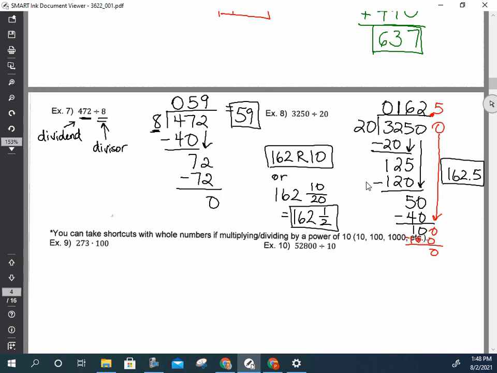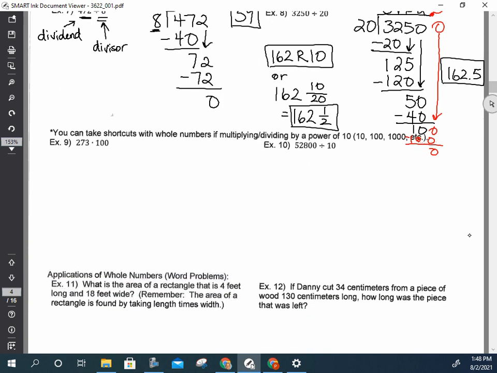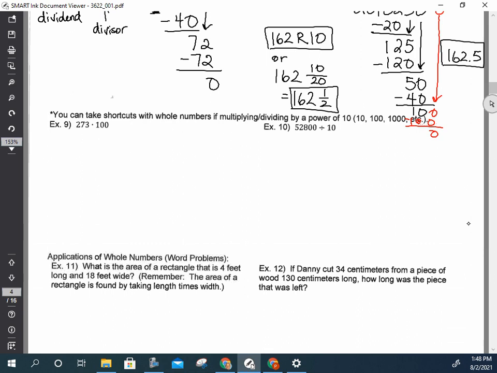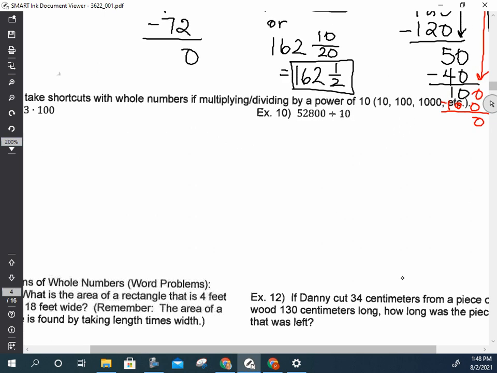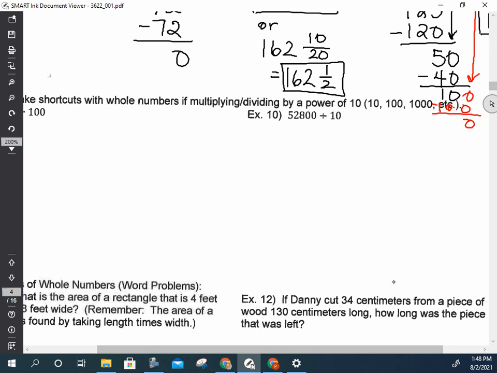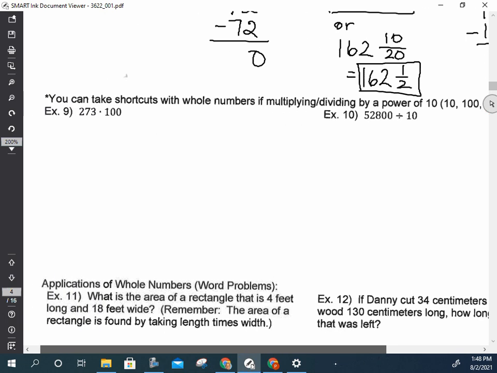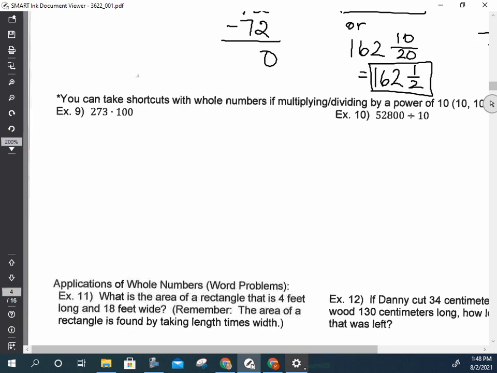So that takes us through adding, subtracting, multiplying, and dividing in its basic format. There are a couple of shortcuts that do exist if you are multiplying or dividing by a power of 10. So a power of 10 would be 10, 100, 1,000, 10,000, etc. Now this only works if you are multiplying or dividing by a power of 10. So keep that in mind as we do this.